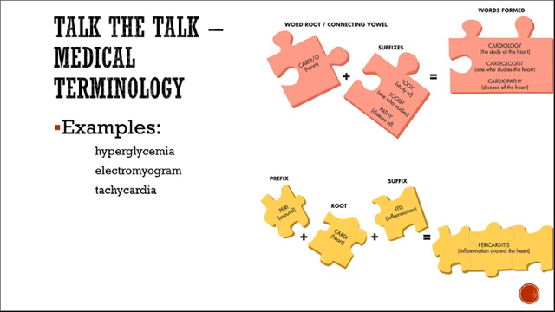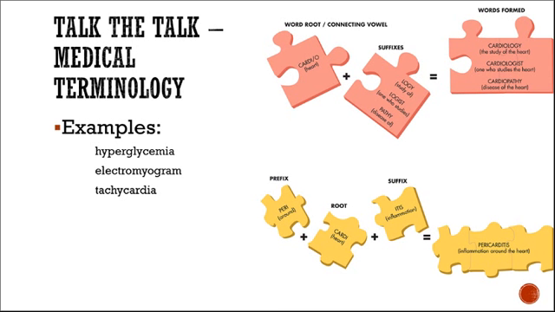Electromyogram. Let's break that one apart. The suffix gram means a recording of or a record of. Electro means electricity. Myo means muscle. So electromyogram means a recording of the electricity or electrical activity of a skeletal muscle.